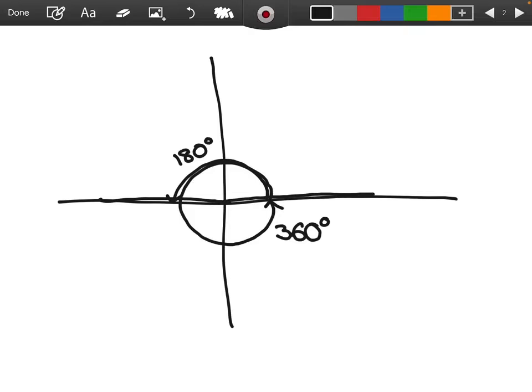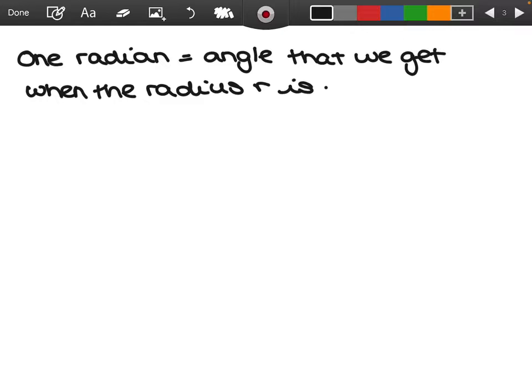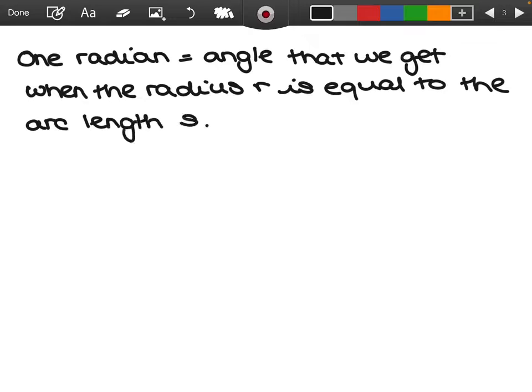Like I said, instead of just measuring angles in degrees, we can also use this other measurement, and that's called radians. What is a radian? I will define it here and then we will draw it out and relate it to degrees. 1 radian is just the angle that we get when the radius r is equal to the arc length. We'll call that arc length S.